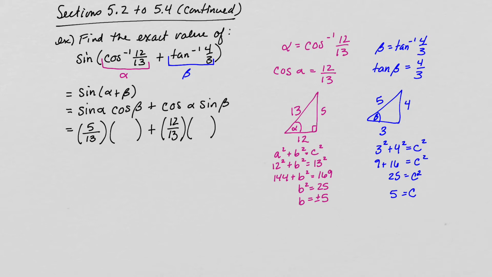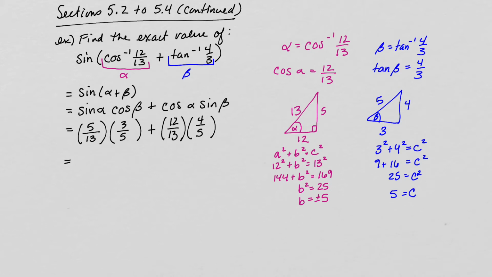And so now I can figure out the cosine of beta. So the cosine of beta is going to be 3/5. And the sine of beta is going to be 4/5. Questions on how I got any of those things with beta? No. Okay, so now I just have to multiply these things, right?